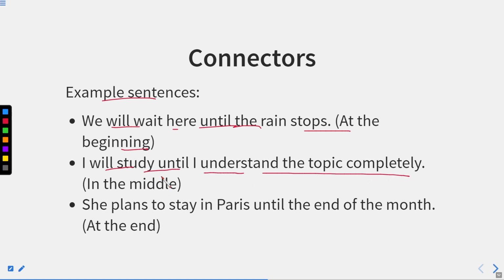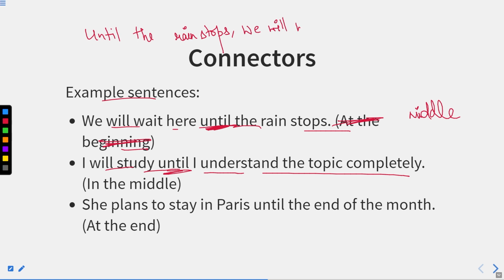Now here you can see that until is used in the middle of the sentence. Here also we have written until in the middle of the sentence. No, it is not at the beginning. It is in the middle. If I want to write this in the beginning, I can write: Until the rain stops, we will wait here. So this will be the sentence in which until is used in the beginning.